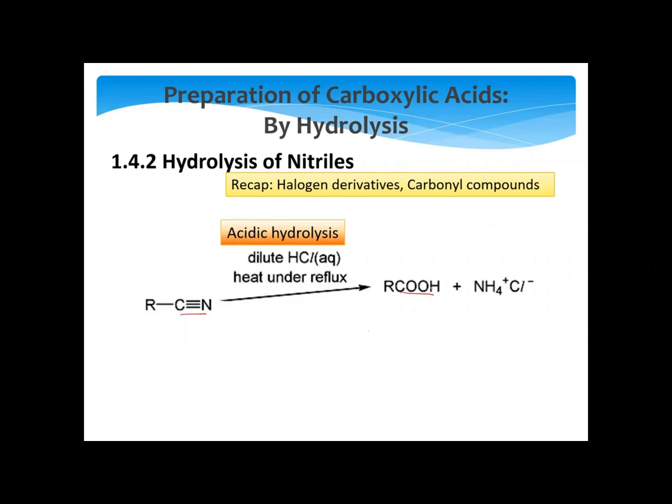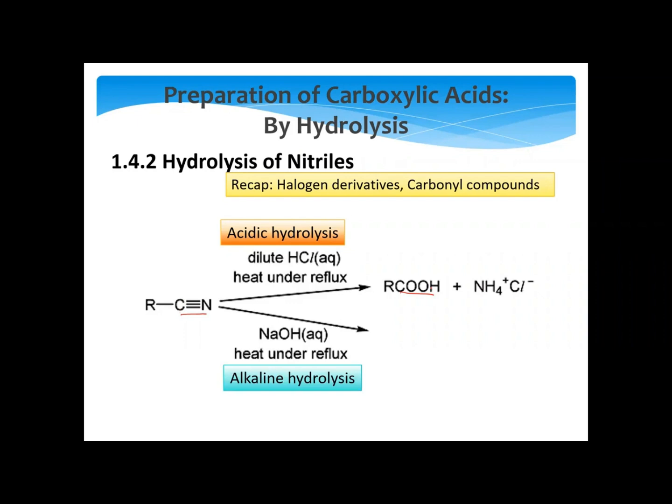And we can also use alkaline hydrolysis. So NaOH, heat under reflux. We will get the carboxylate salt first, the carboxylate anion, RCOO minus, but you can also convert it to RCOOH easily by adding in an acid.